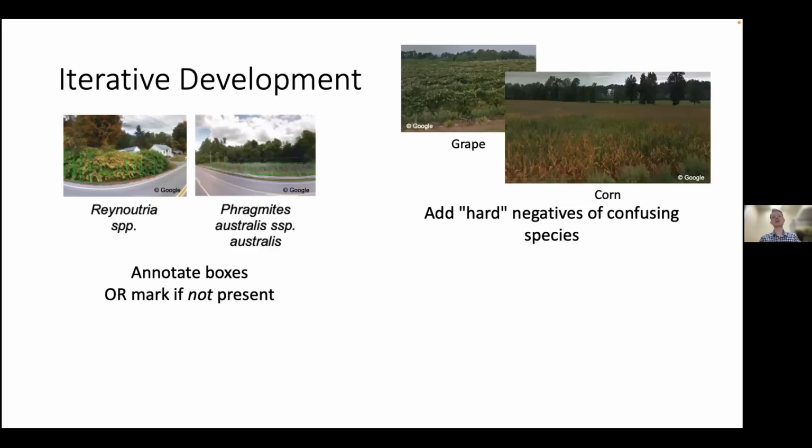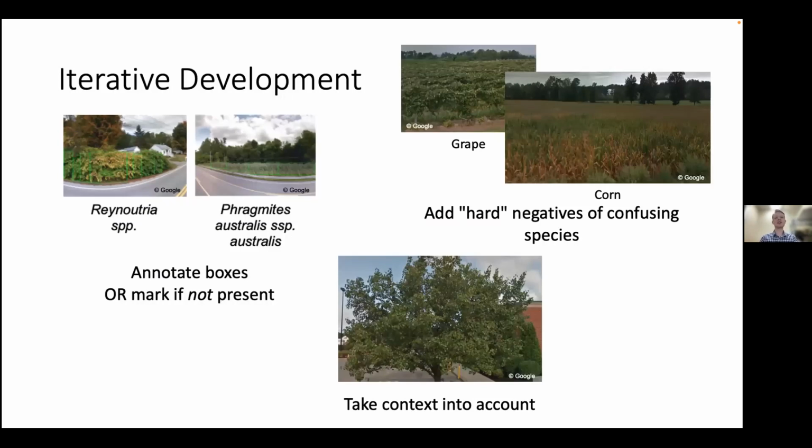Another interesting issue we came across was the lack of context. Essentially, the computer vision model is just looking for patterns. If there's a part of an image way up in a tree that looks like knotweed, the model might flag it, because it's not taking that context into account. So that was something else we had to add into the model.